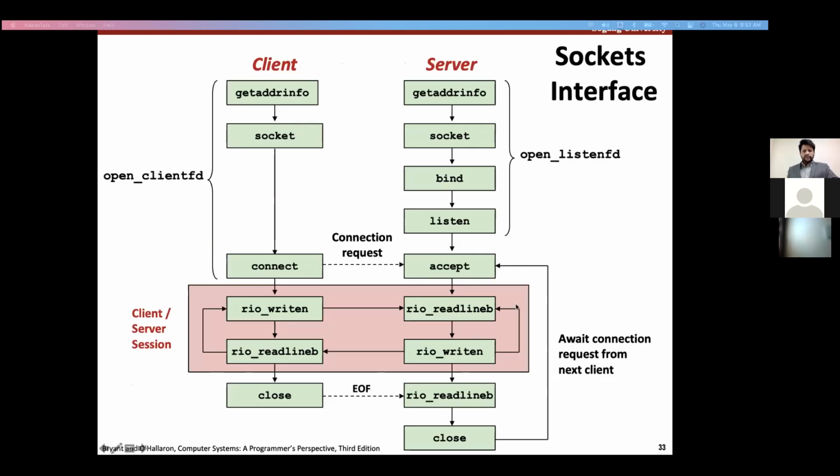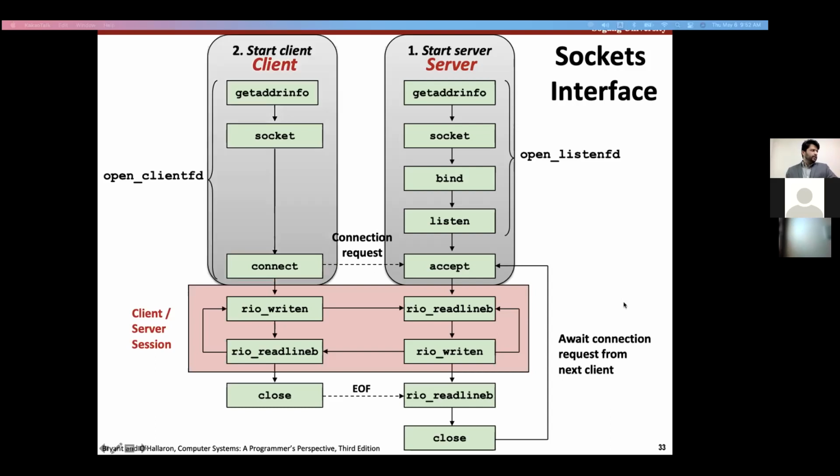Okay, this figure gives you an overview of the sockets interface in the context of a typical client and server transaction. So we will see how it works. At first, in step one, you are going to start the server, and once the server is running, then the client will start, and the client will try to initiate a request. So it will open the client file descriptor, and then connect will try to connect to the server.